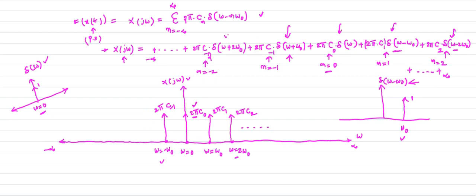Next, if you take this one, it is defined only at omega equal to minus 2 omega naught. At omega equal to minus 2 omega naught, only this function is defined; the remaining functions are 0. Therefore at omega equal to minus 2 omega naught, the weight associated with the impulse function is 2 pi times c minus 2. Like that the pattern of the signal continues up to minus infinity on the negative side of the real axis.